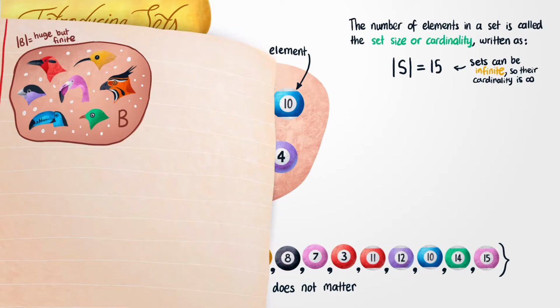So aside from the set of birds, there are many other sets out there. So for example, I want you to imagine a set of photographs.